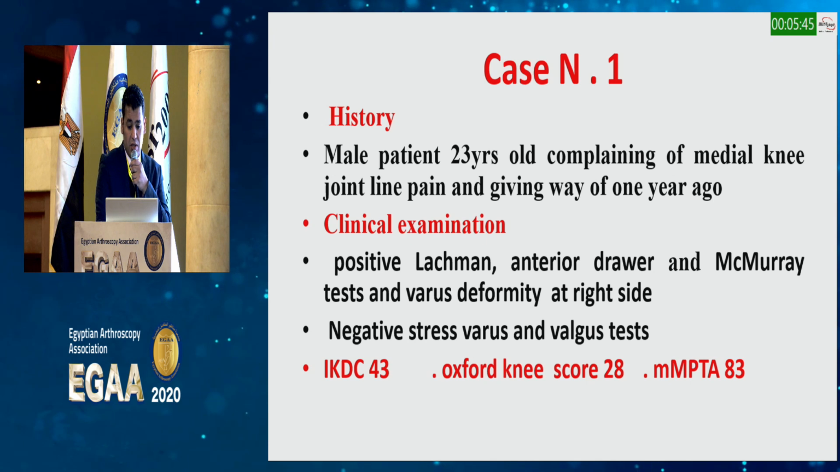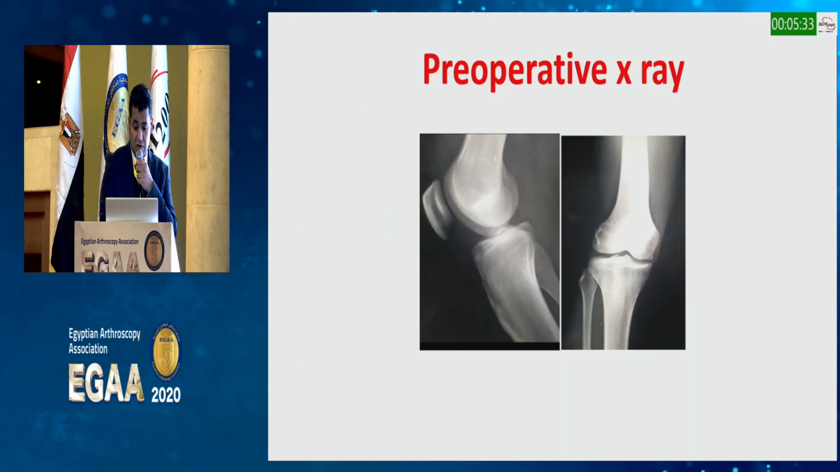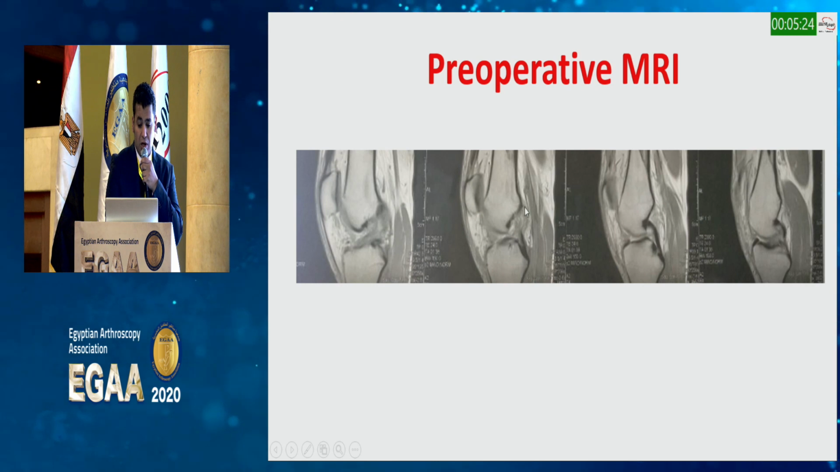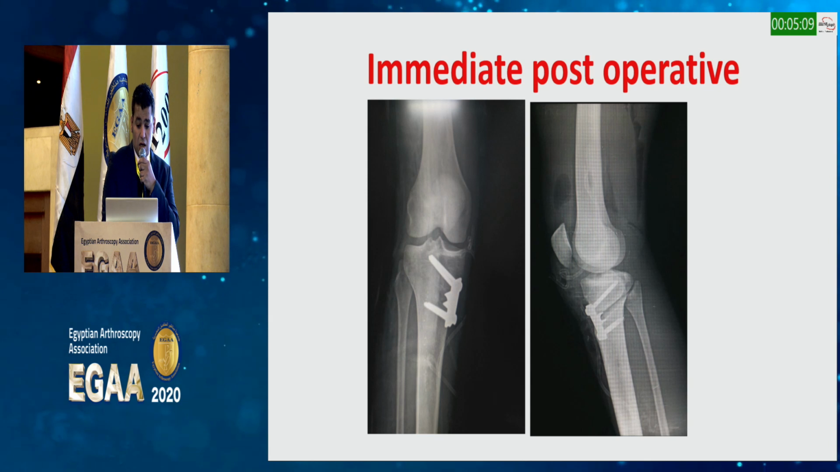Case number 1, a male patient, 23 years old, complaining of medial knee joint line pain and giving way, with positive Lachman, anterior drawer and other tests for ACL tear, and also negative stress varus and valgus tests. And this is the pre-operative X-ray, AP and lateral view. This MRI shows the complete femoral attachment of the ACL detached or torn. And this is the scanogram showing the actual degree of the deformity by measuring the proximal tibial medial angle. And this is the immediate post-operative view after making ACL reconstruction and doing the high tibial osteotomy.